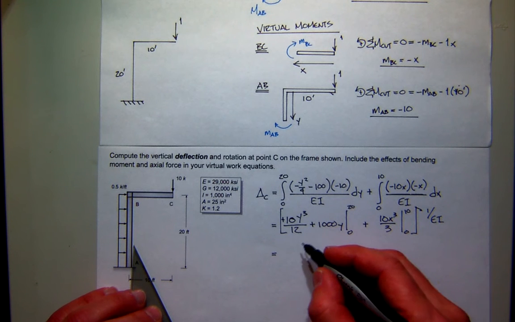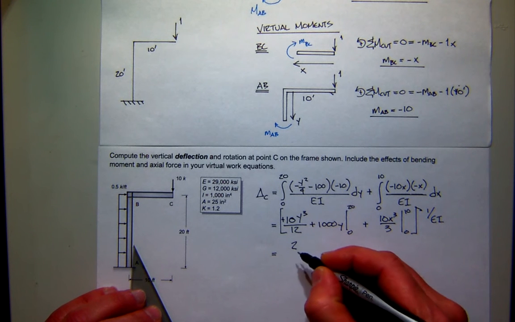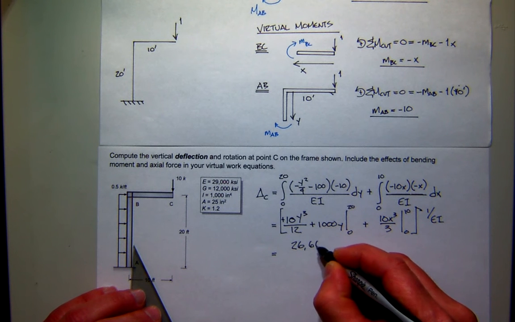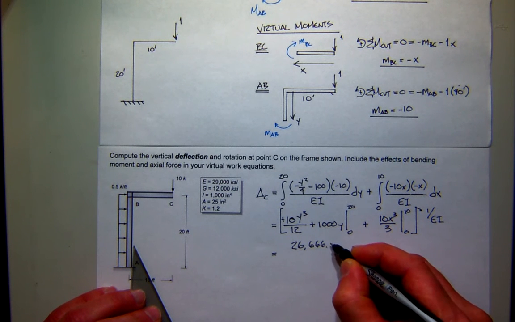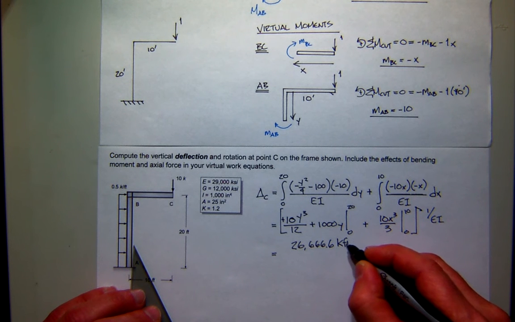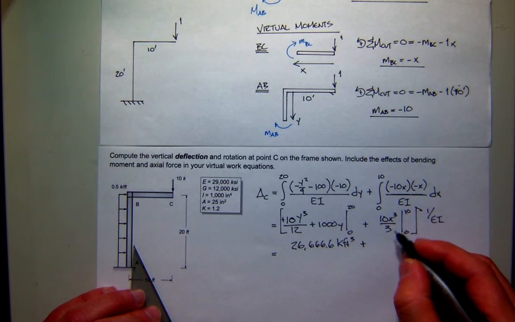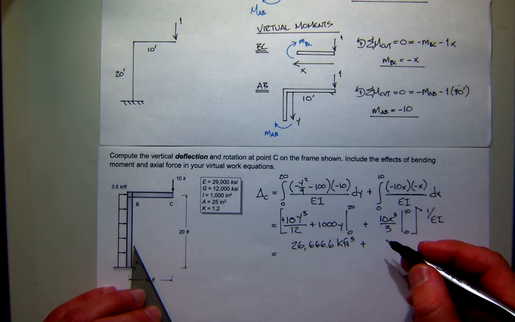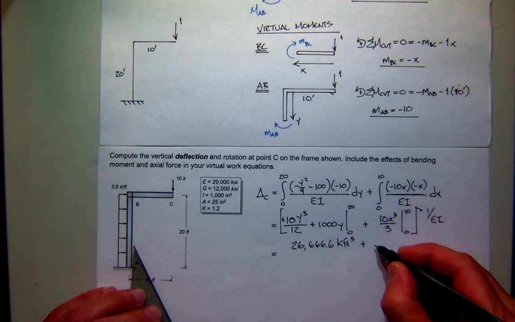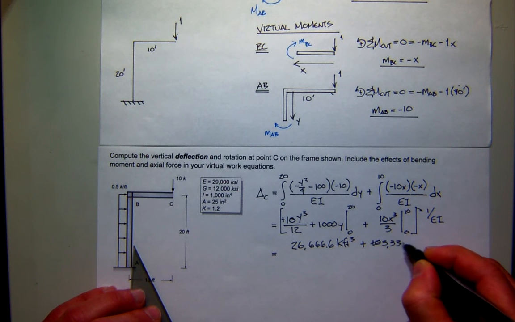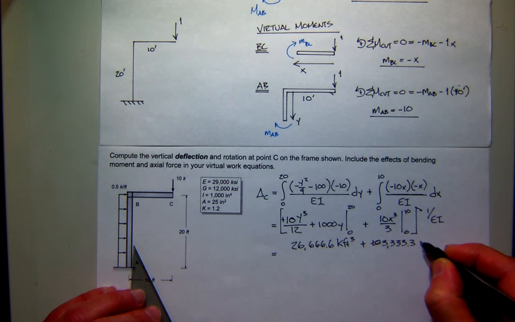26,667? Oh, okay. So 26 or 27? 26,666.6. That's good enough for me. This should be kip feet cubed, and then plus, what's this term? That's 10,000 divided by 3, right? 3,333, whatever. 3,333.3.